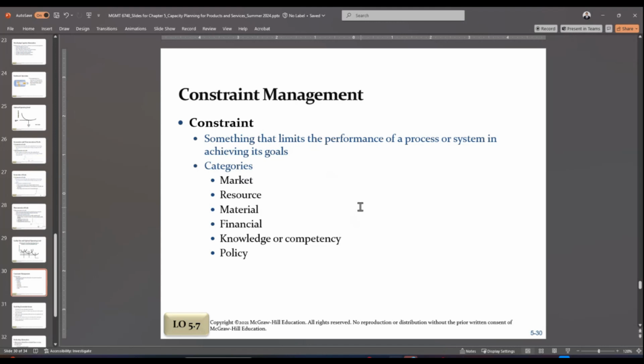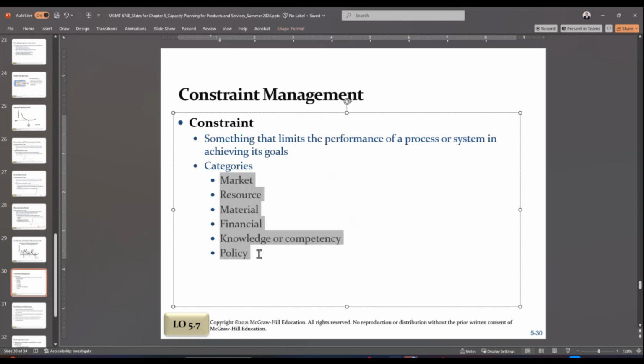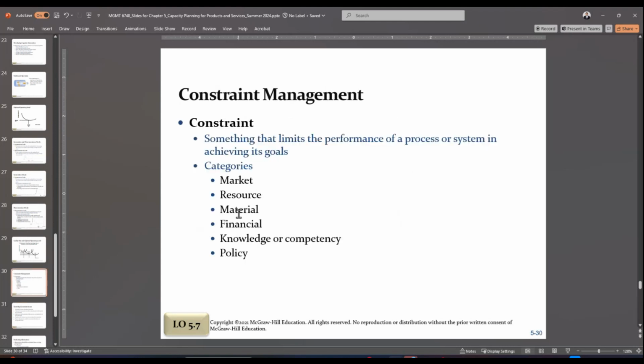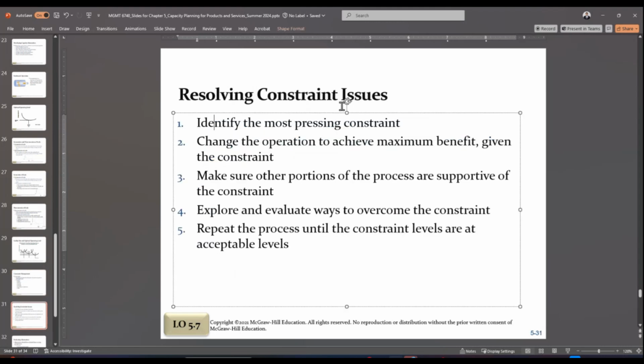So even though you have the most efficient process, if any of these categories come in between, you still can't make the product. So you strictly have to follow these categories, look at the details closely as necessary. These are the process steps you tend to use while resolving constraint issues: identify the most important constraint and always go one thing at a time. If all of these six are acting up, which is the highest? Suppose policy. Identify the most pressing, and change the operation to achieve the maximum benefit given the constraint.